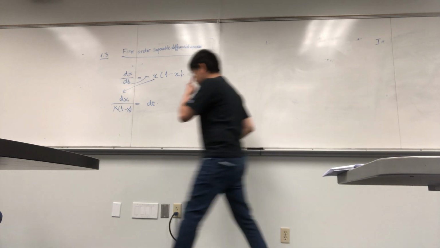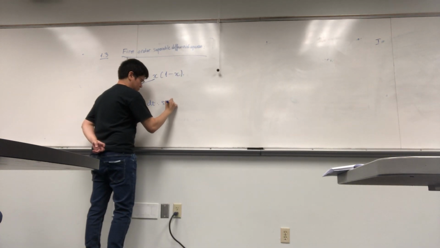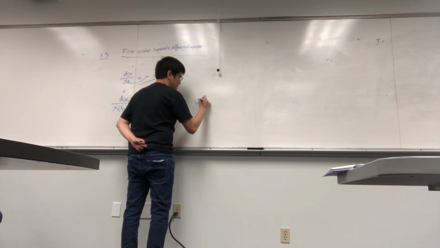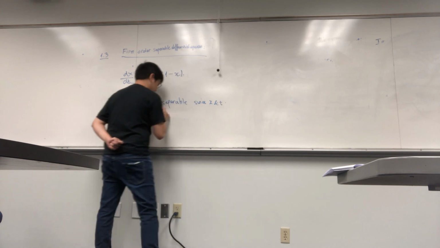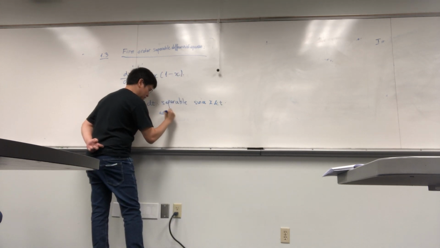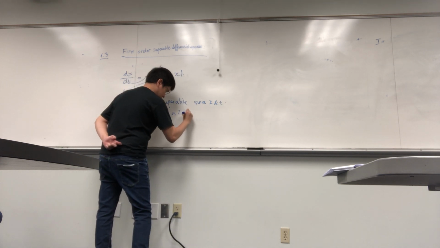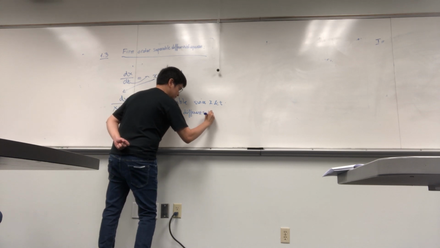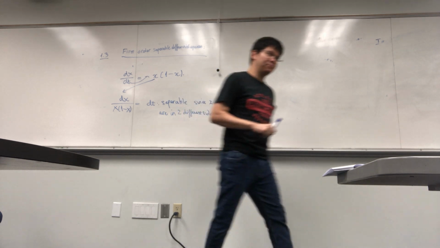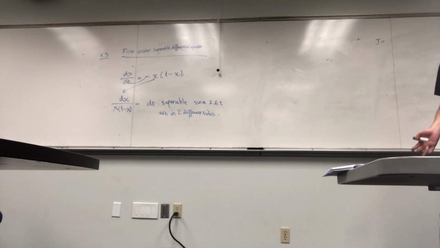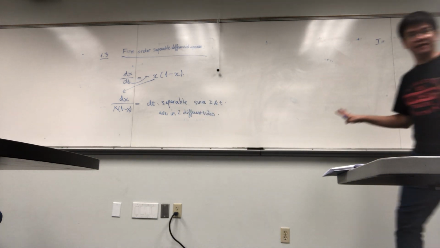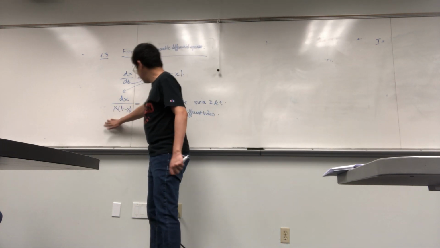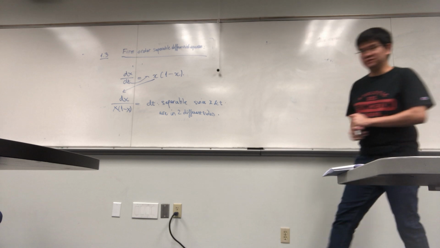So this is separable, since x and t are on two different sides. All right. So this is a separable equation as well because you can split x and t into two different sides. So what I do is I divide by x, 1 over x, to the left, and I multiply dt to the other side.